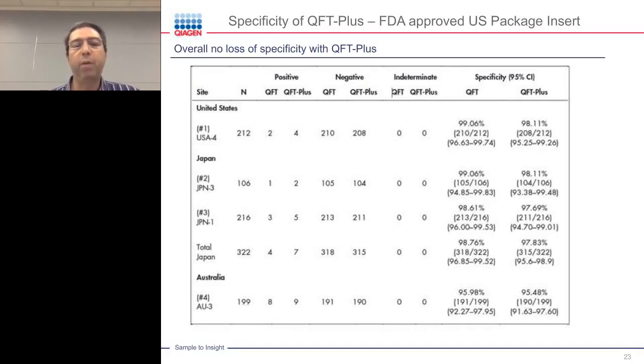And so we did numerous studies for sensitivity approximation around the world, and what we're able to show is that we had a very high sensitivity in these studies. This was specificity. We maintained our specificity in multiple sites around the world, and really showed that first important milestone of not compromising specificity was achieved.